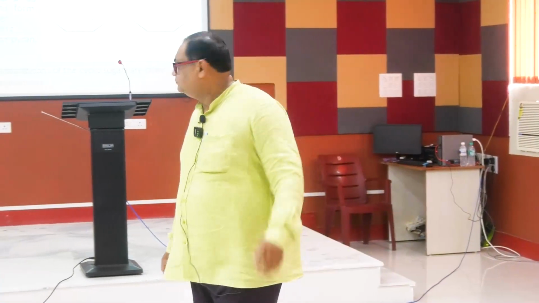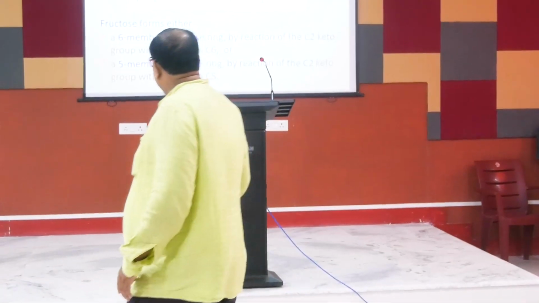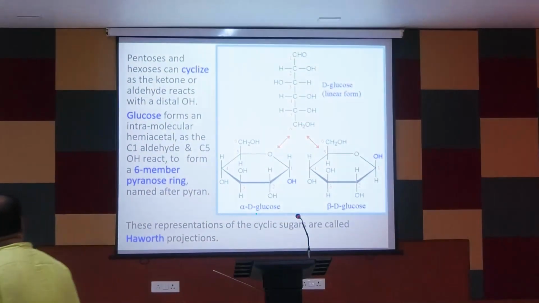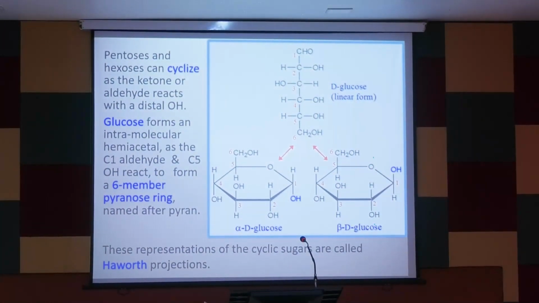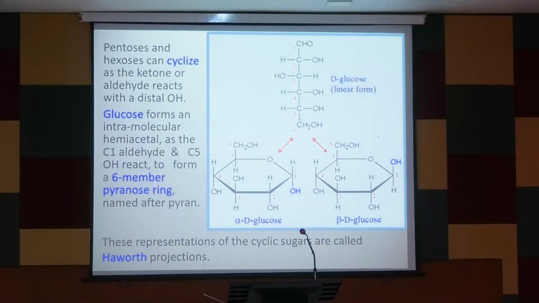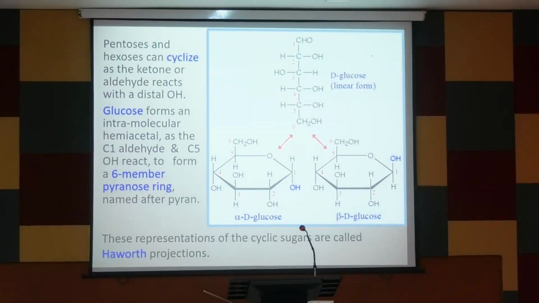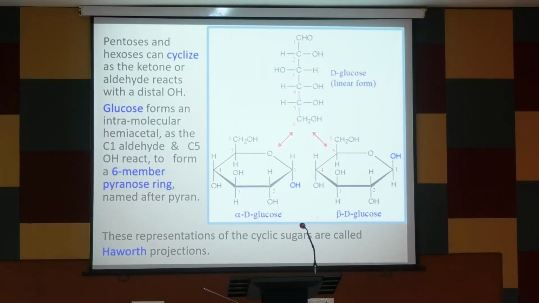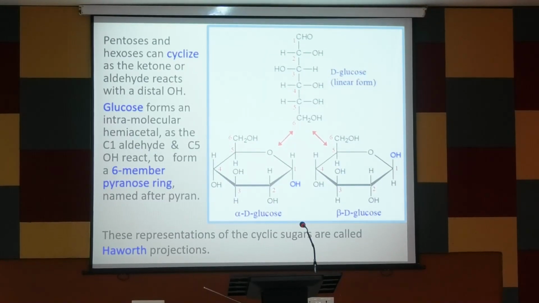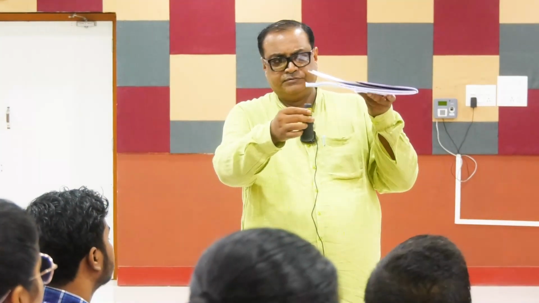Now it can have the OH group either on the right hand side or the left hand side. If it is on the right hand side, we call it alpha. If it is on the left hand side, we call it beta. While drawing in a pyranose form, the right hand side OH goes below the plane, alpha, and the left hand side goes above the plane, beta.